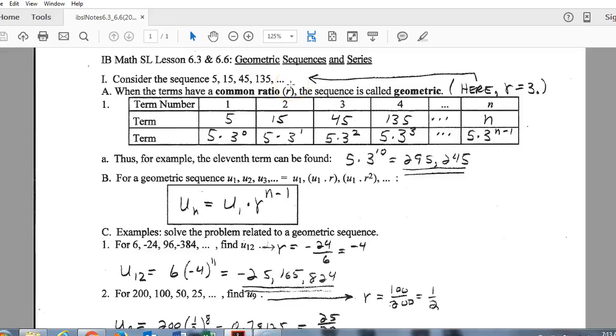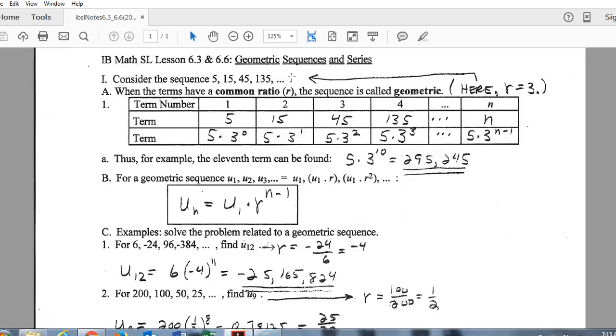All right, here we go with video lesson notes for section 6.3 and 6.6. In the last video, we saw arithmetic sequences and series. And so today you're getting the other type of sequence and series, which is geometric.